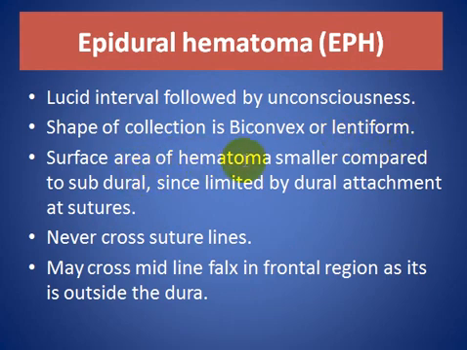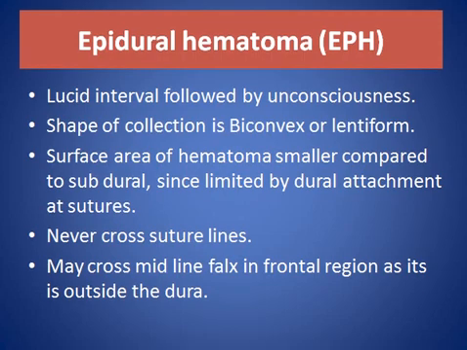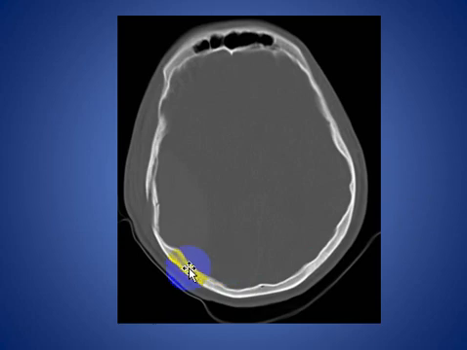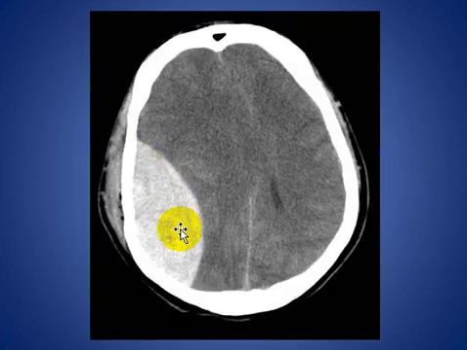Surface area of the hematoma is smaller compared to subdural, since it is limited by dural attachment at the suture. It never crosses the suture line, but may cross the midline, falx, in the frontal region as it is outside the dura. Here, patient with fracture and subgaleal hematoma, and the patient has a large epidural hematoma, and we see air bubbles due to laceration of the tissue here.